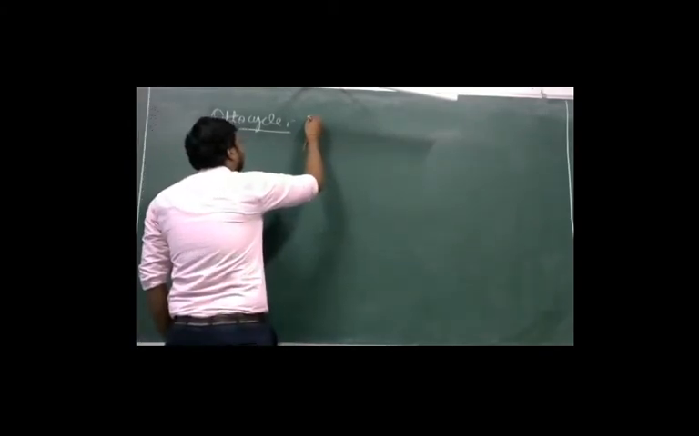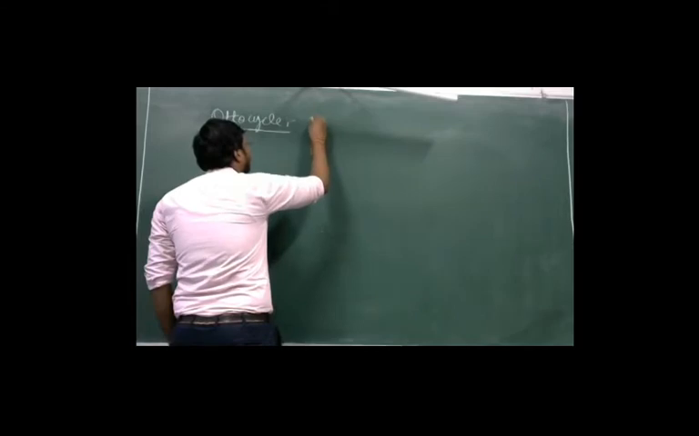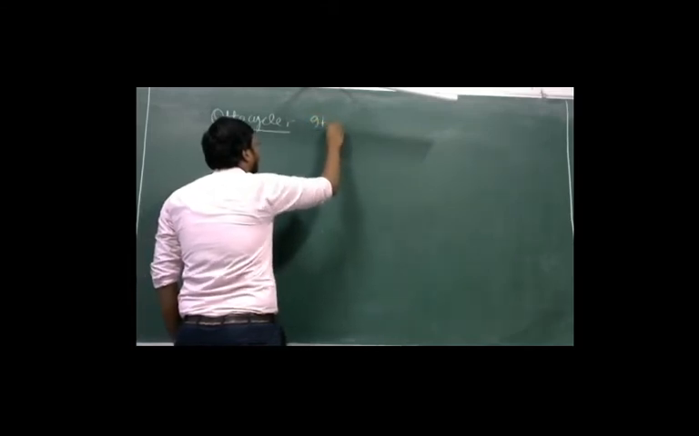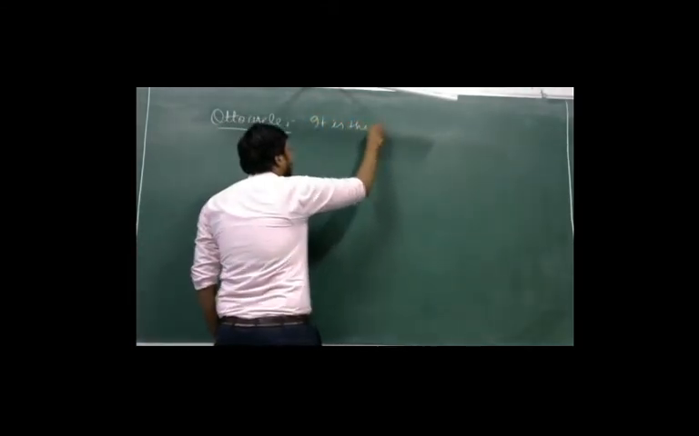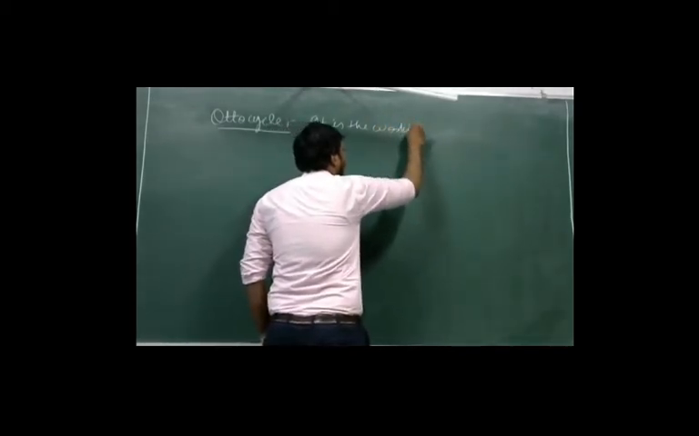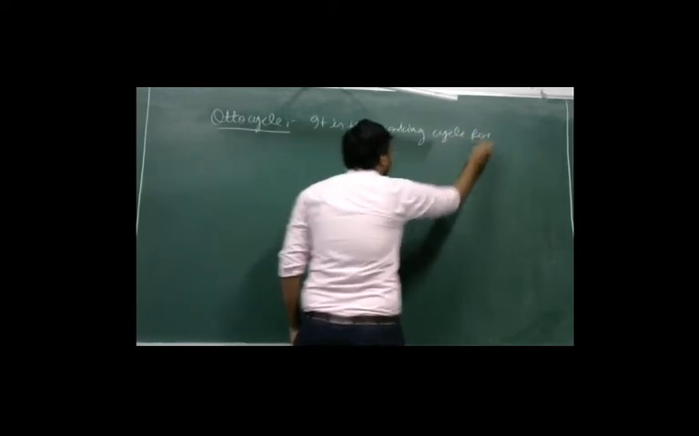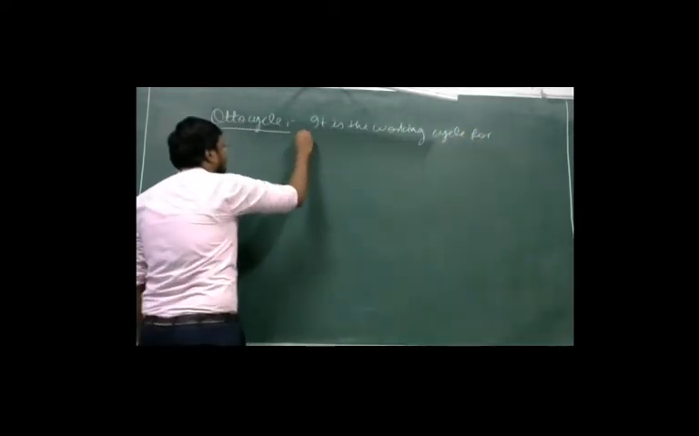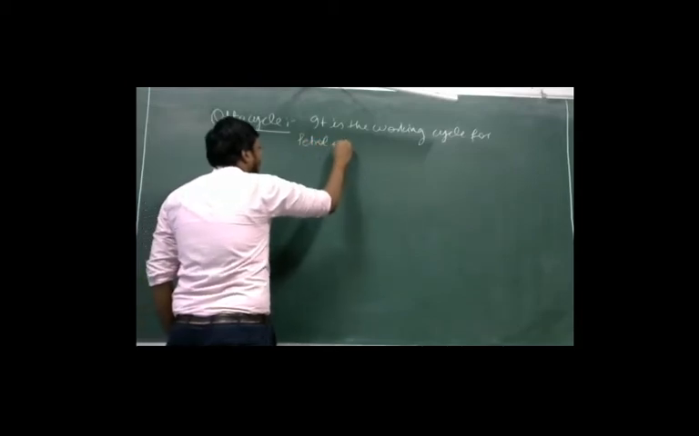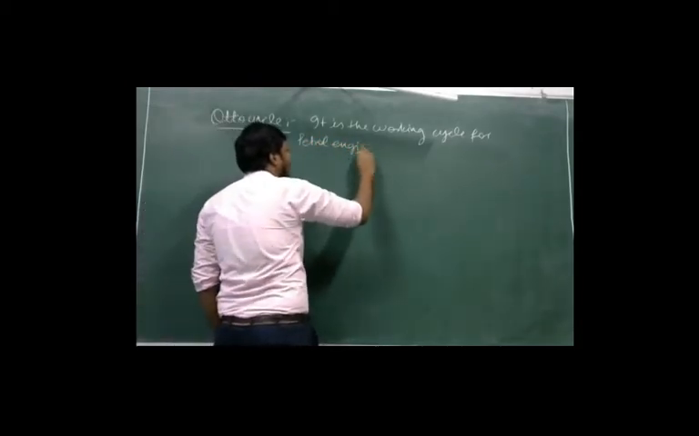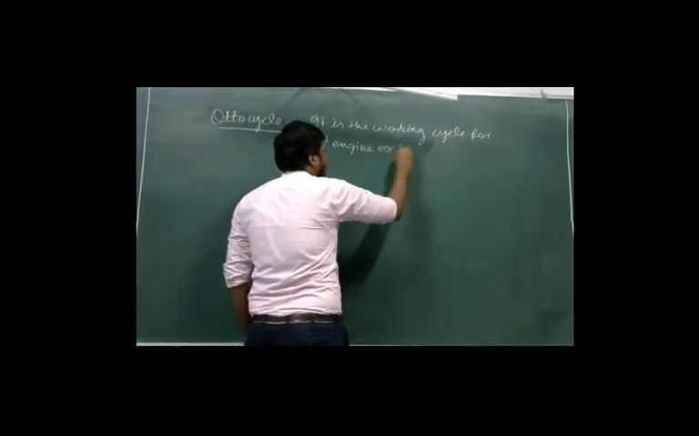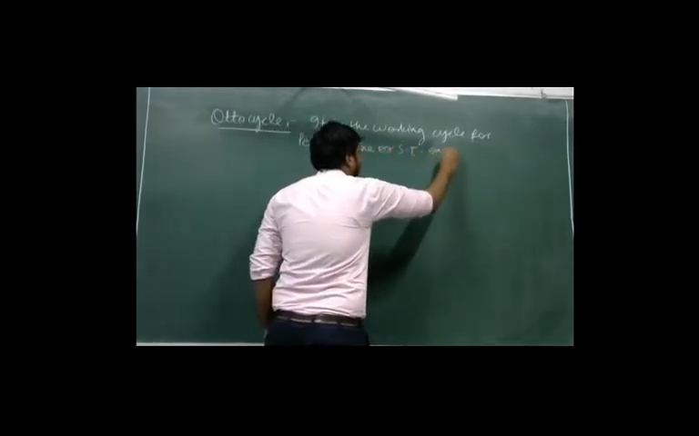So the Otto cycle is the working cycle for petrol engine or SI engine. Petrol engine is also known as SI engine. Okay.